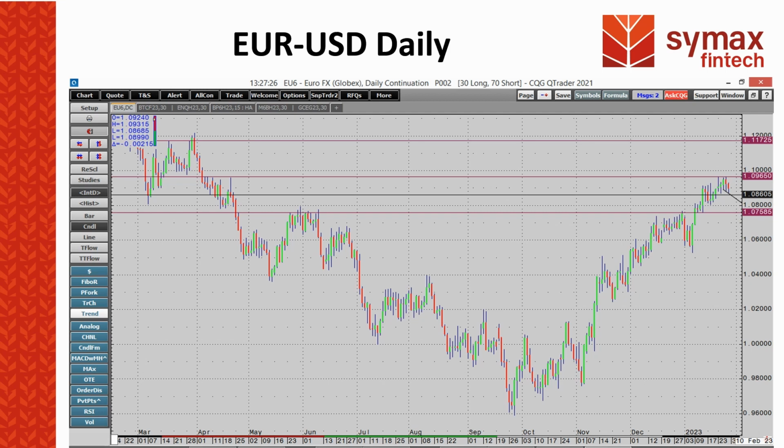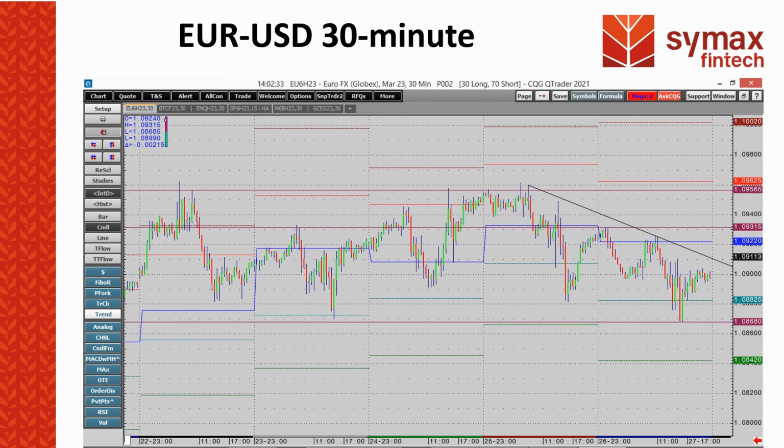And then moving on to the 30-minute, I've got resistance at 109.56, 109.31 and 109.11, with support at 108.68.